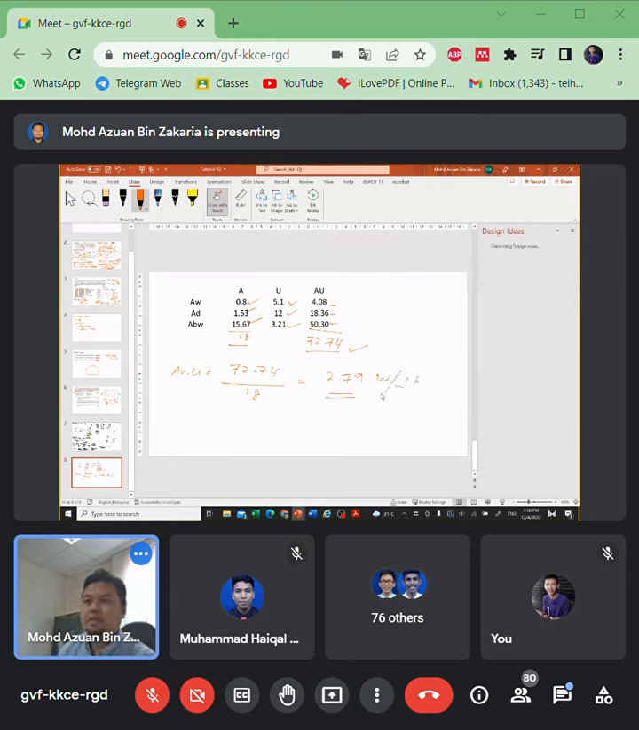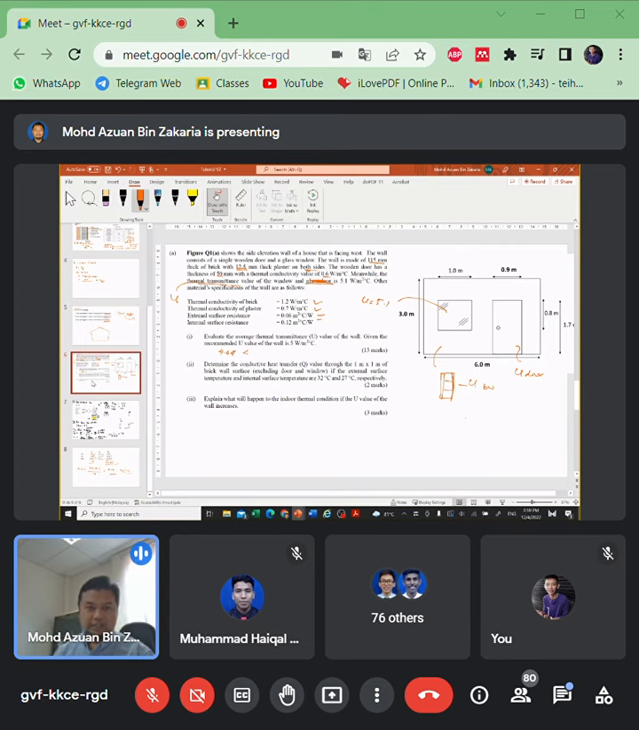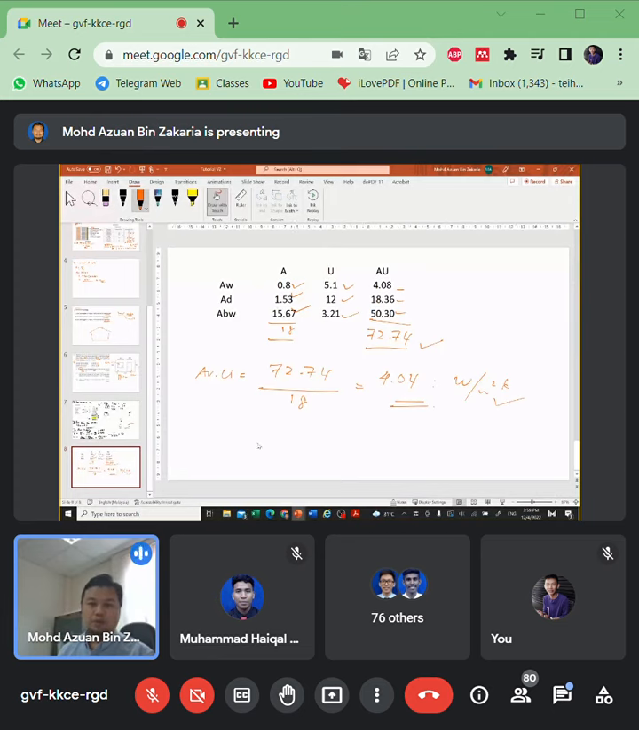Supposed to be 4.04, sorry. Yeah, 4.04. Okay, this is the answer. And then let's check again. The question says evaluate, so we have to evaluate. Our U average is less than 5 watt per meter square Kelvin. Yes, so okay.